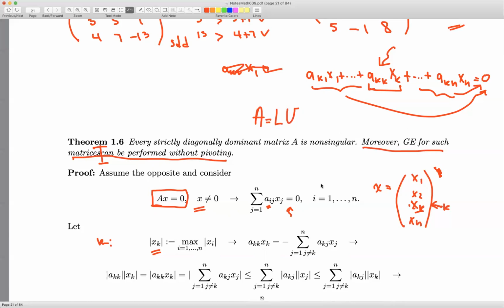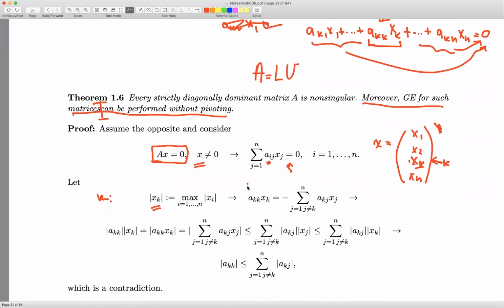Then we look at the absolute values of both sides. The absolute value of a product is the product of the absolute values, and we use the triangle inequality: the absolute value of a sum is less than or equal to the sum of the absolute values. And because xk was the maximum of the absolute values of the components, the absolute value of xj is less than or equal to the absolute value of xk.